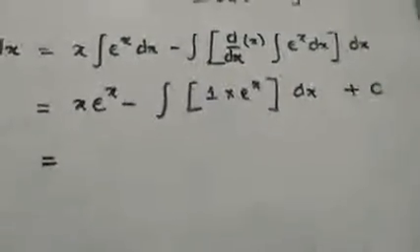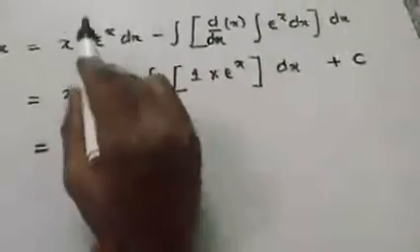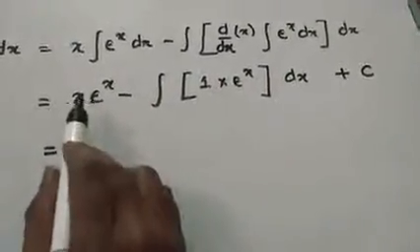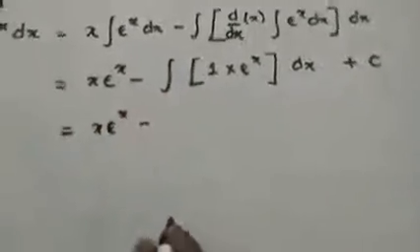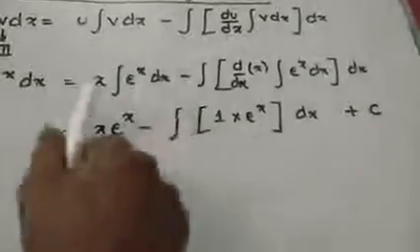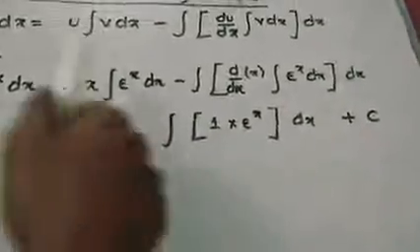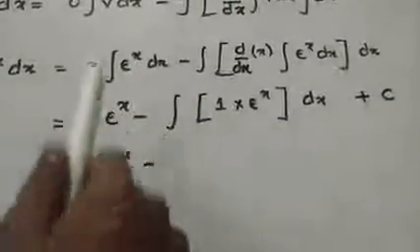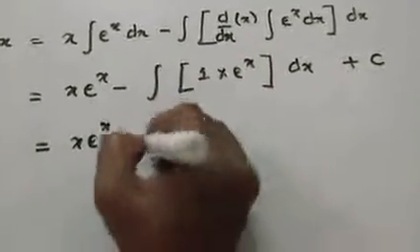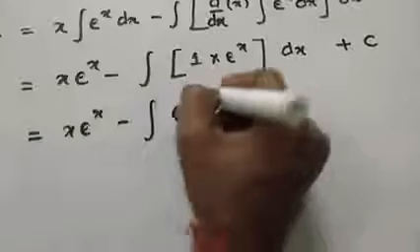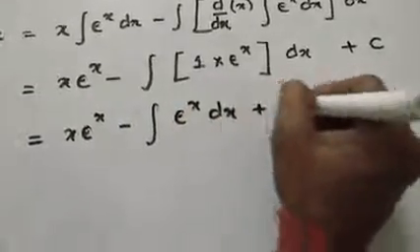Plus c we have to give, because out of the two integrations, one integration is already solved, so for that we have to give plus c. Whenever you find that out of the two integrations in your solution, one of the integrations is already solved, for that you have to give plus c. Now 1 into e to the power x is e to the power x dx plus c.